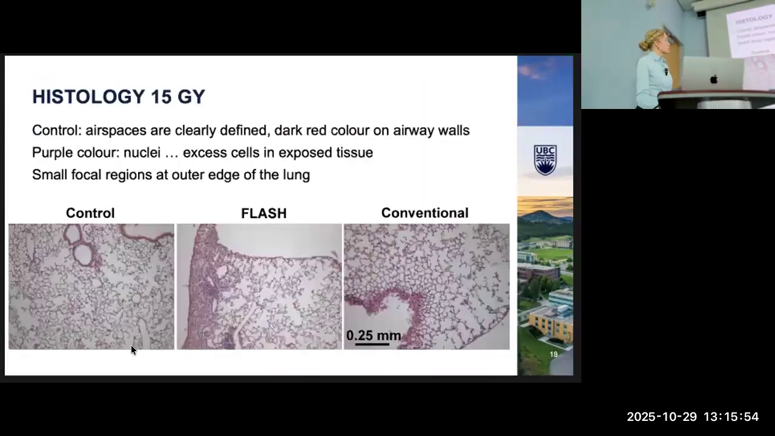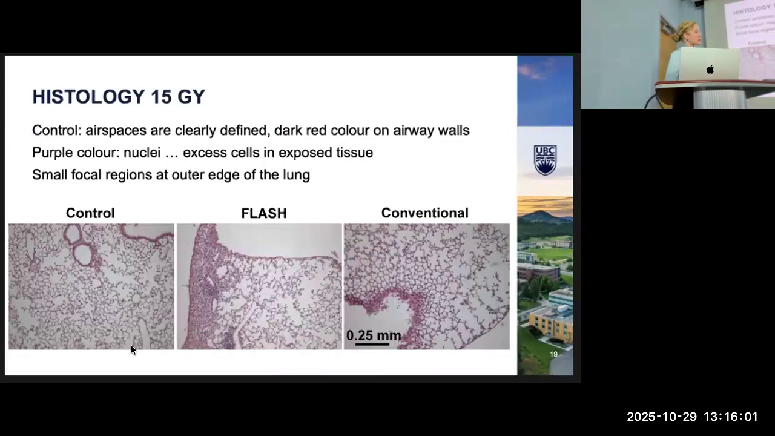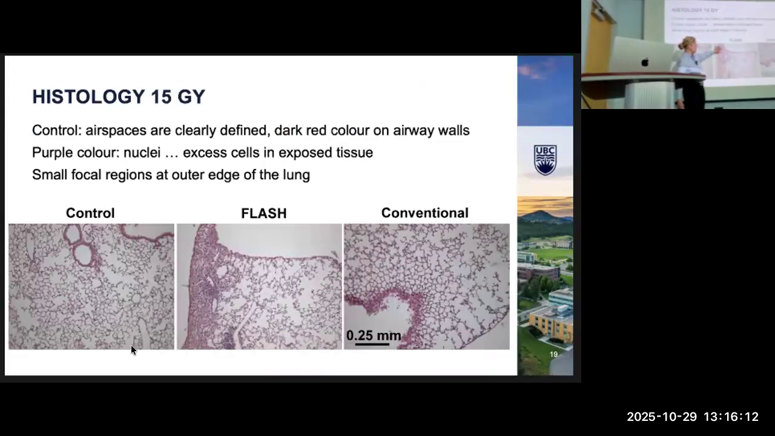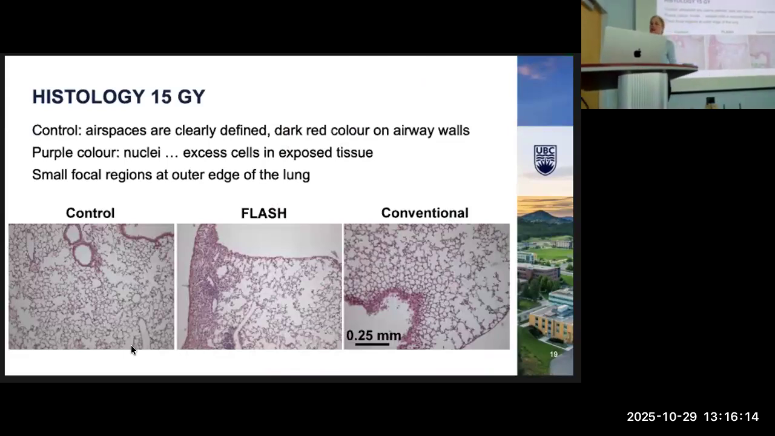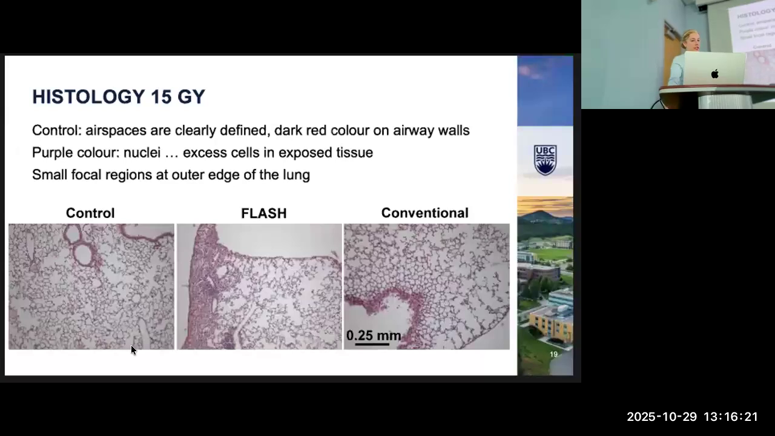So here's a couple more histology images. This is showing our control, flash, and conventional exposed animals for the 15 gray group. The 15 gray group didn't show a lot of damage. The damage for the flash was limited really to the outer edge on the right side of the lung. That's where the beam entered from. And the conventional was a little bit more widespread, but there wasn't a lot to see in these 15 gray groups.